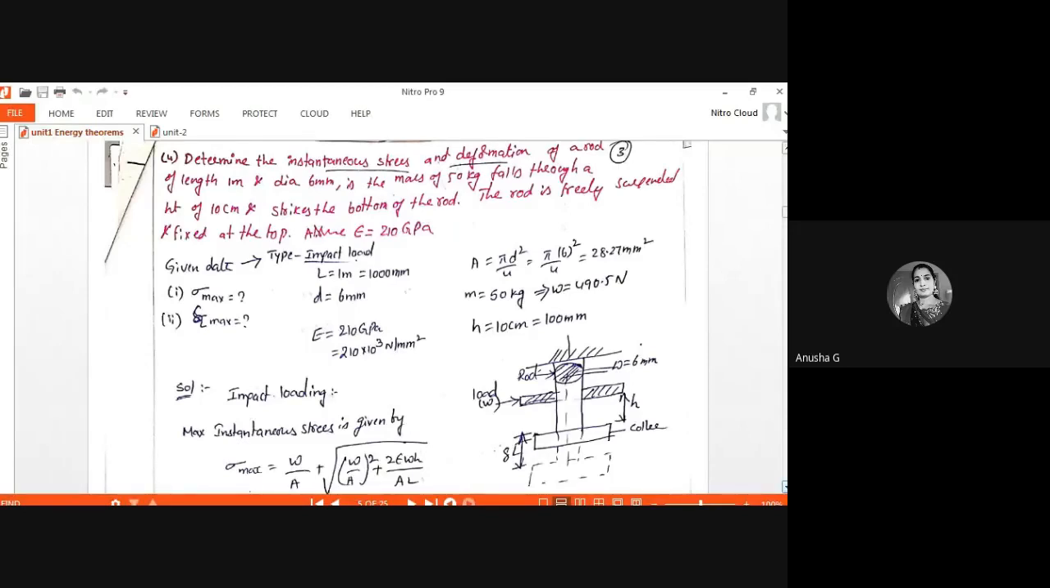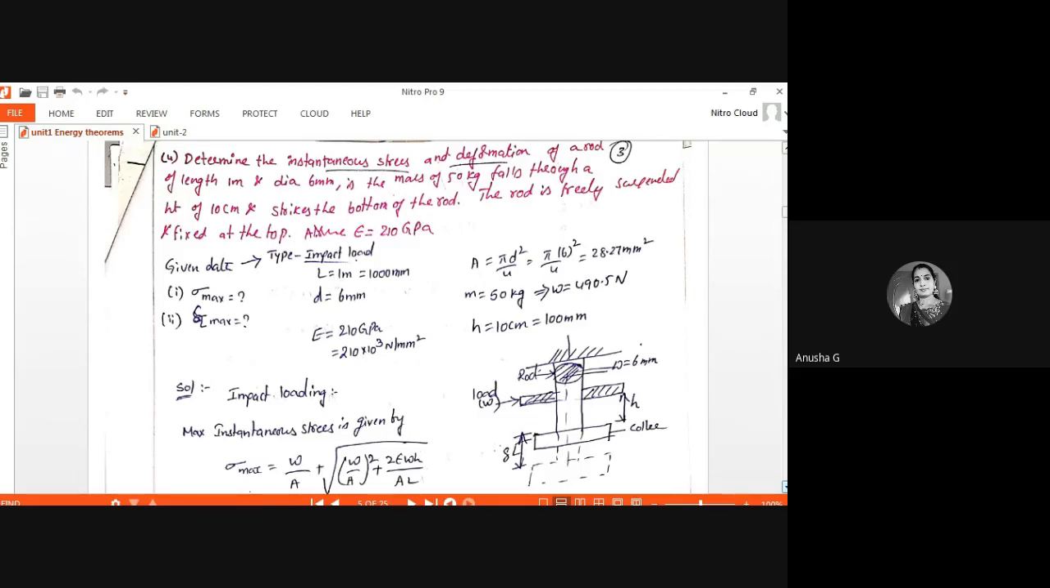First, write the given data. The type of the load is impact load here. What you have to calculate is the instantaneous stress, that is the maximum stress that has to be obtained here. And then you have to calculate the change in length. That is the deformation also you have to calculate here.